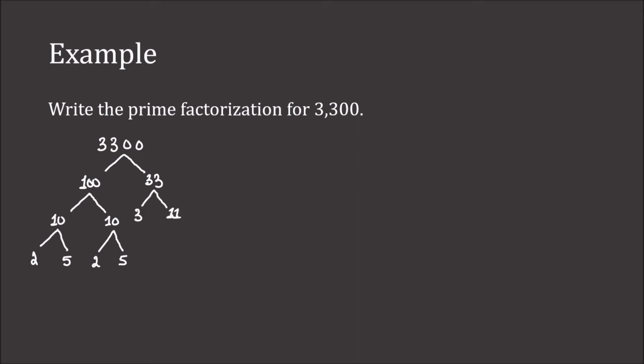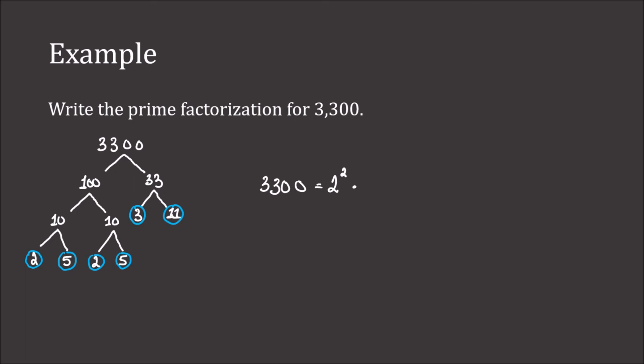And the goal is you want to go until we have all prime numbers. And all of these are prime numbers. So the prime factorization of 3300: start with the smallest prime you see. Well, the smallest prime we see is 2. And how many do we see in the tree? Well, 1, 2. So 2 squared.